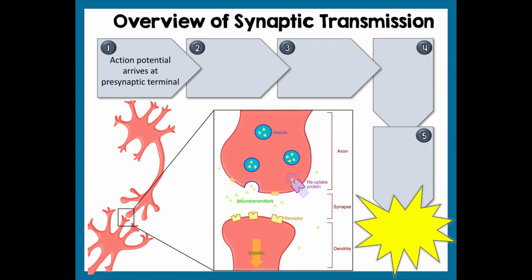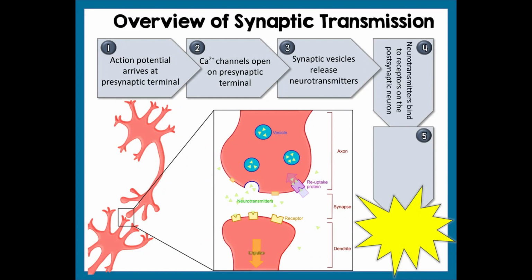So here's an overview. The action potential arrives at the presynaptic terminal. Calcium channels open on the presynaptic terminal. Synaptic vesicles release neurotransmitters. The neurotransmitters bind to receptors on the postsynaptic neuron, and then sodium channels open on the postsynaptic neuron, and the process continues from there, like we discussed at the beginning of the video. Once the sodium channels open, the rest of the process continues.